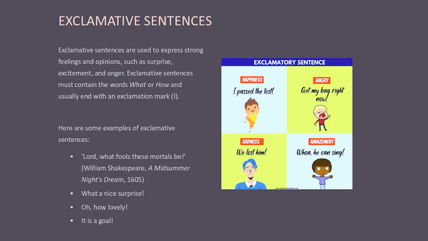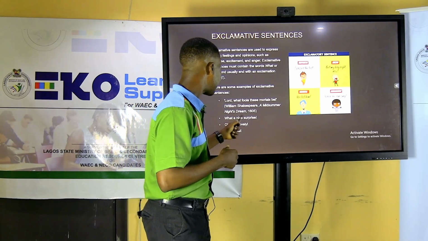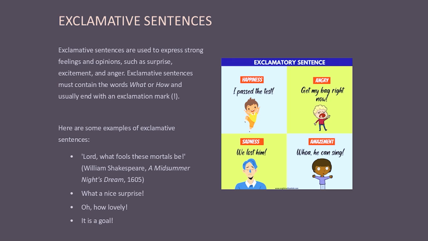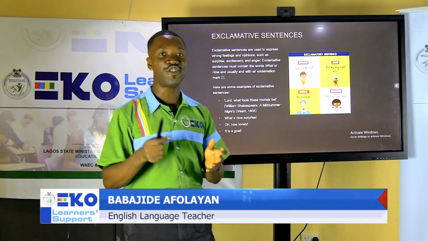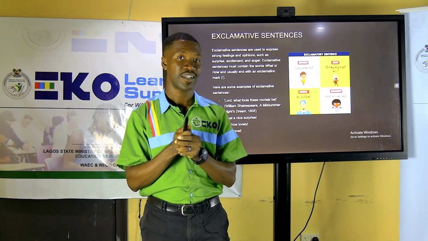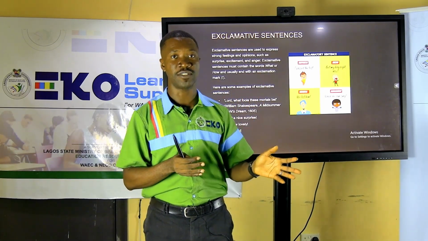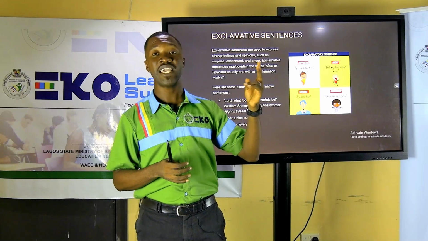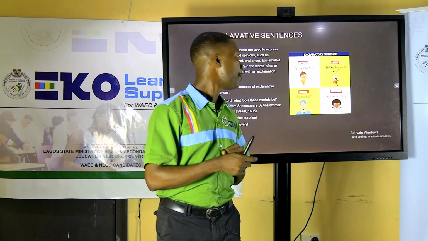Also, what a nice surprise! What a nice surprise is an example of an exclamative sentence. Oh, how lovely! An example of an exclamative sentence, and it is a goal! An example of an exclamative sentence. Can you try to give examples of exclamative sentences on your own? Do we now understand how our sentences function? From the declaratives to the imperative to the interrogative and to the exclamative.